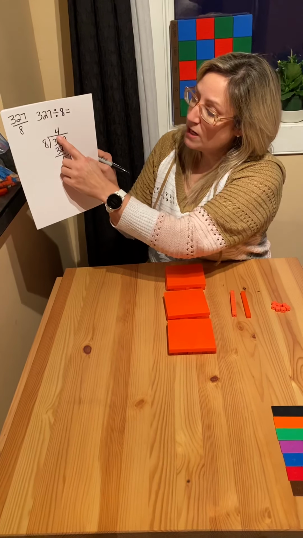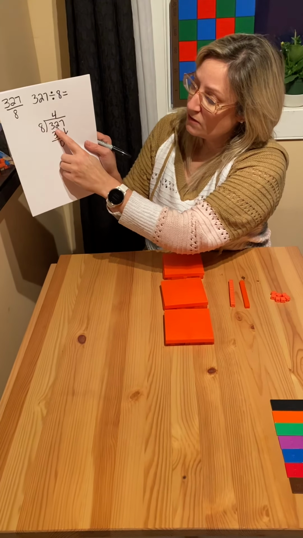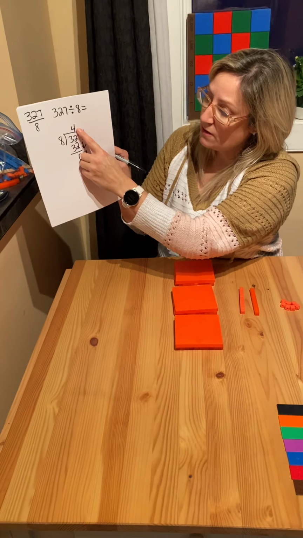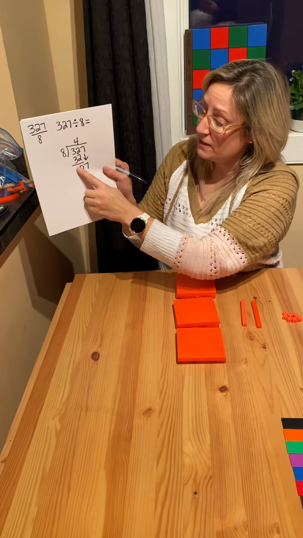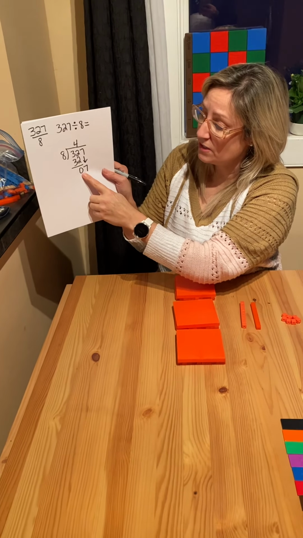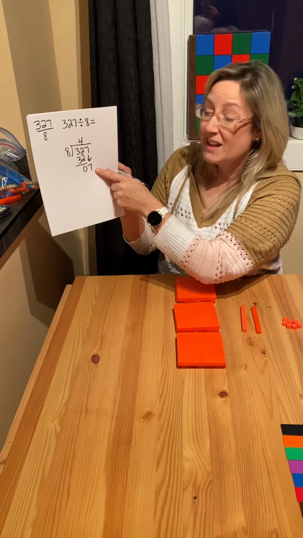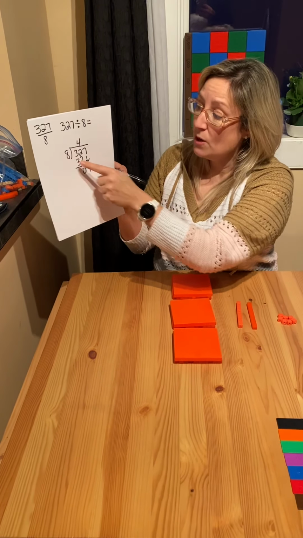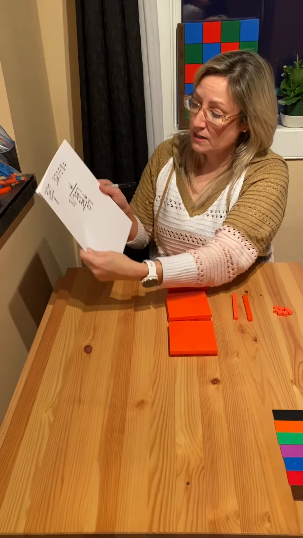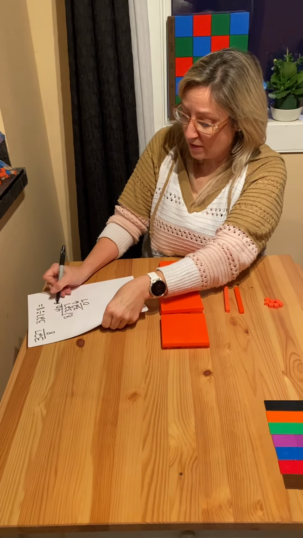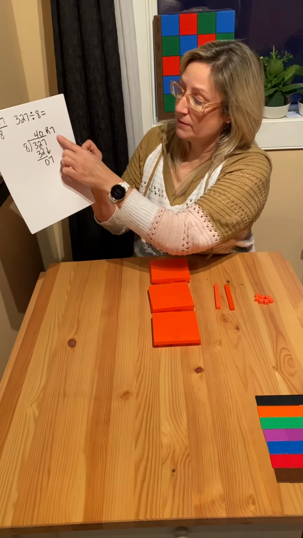So I know already that this number is going to have a 40 in it. Then when we do our long division, 8 goes into 32 4 times, and then we multiply. 4 times 8 is 32, subtract, 0, bring down the next number. Now we have 7, so we know that we have a remainder. So this is 40, remainder 7.